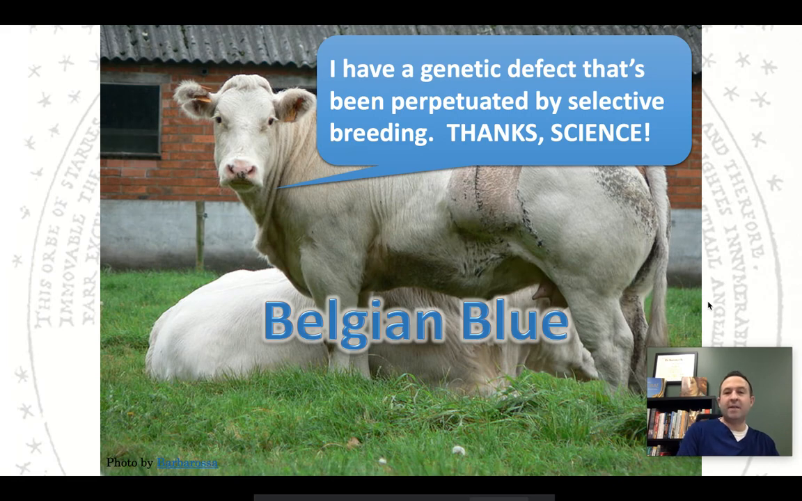Now, of course, there is a downside, because once you start inbreeding and do selective breeding, you can actually pass on genetic traits that could be either positive, which is what you want, or it can be negative. In this case, the Belgian Blue has a genetic defect as a result of selective breeding. Again, there is a downside.